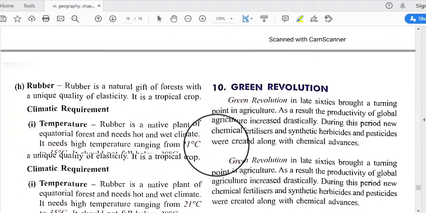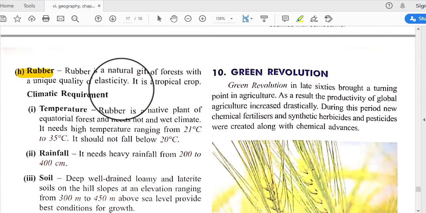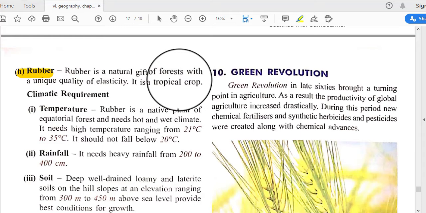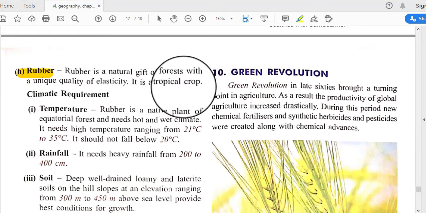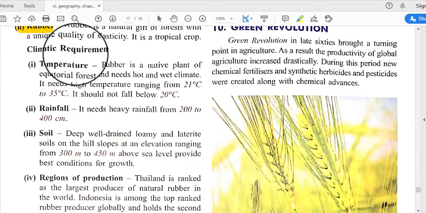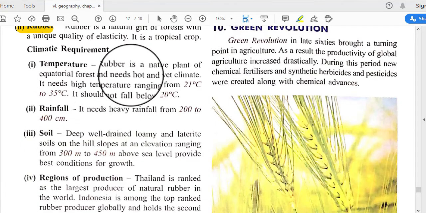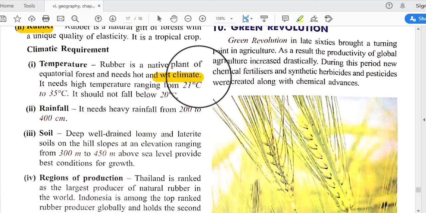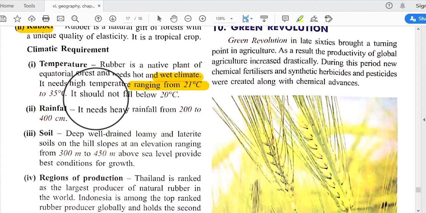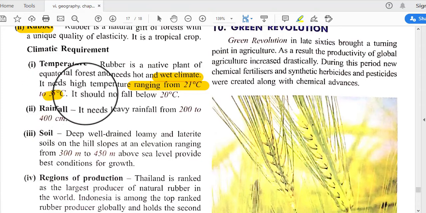Of this chapter. And next is rubber. Rubber is a natural gift of the forest with a unique quality of elasticity, and it is a tropical crop. The suitable climatic condition, that is temperature: rubber is a native plant of equatorial forest and needs a hot and wet climate, with high temperature ranging from 21 degrees centigrade to 35 degrees centigrade.